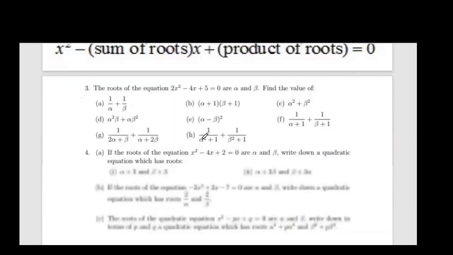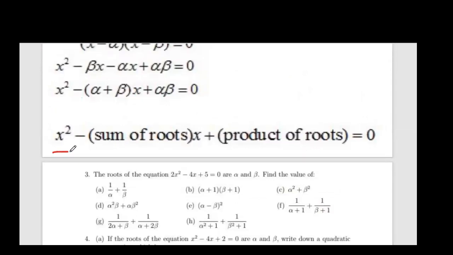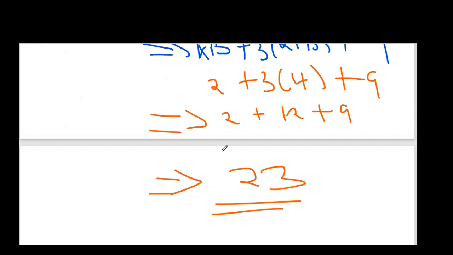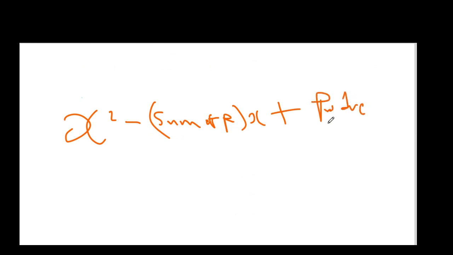Meaning here, where is it? Here I showed it in words. You can see that the new equation is equals to x squared minus the sum of roots times x, plus the product of roots as our constant there. So the new equation will be x squared minus the sum of roots times x, plus the product of roots, is equals to 0. This is the new equation.